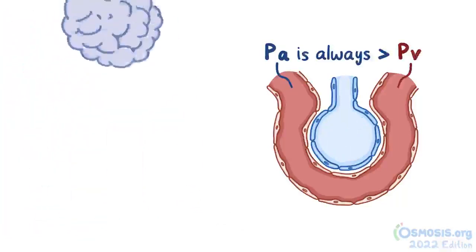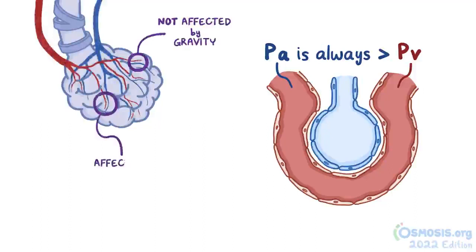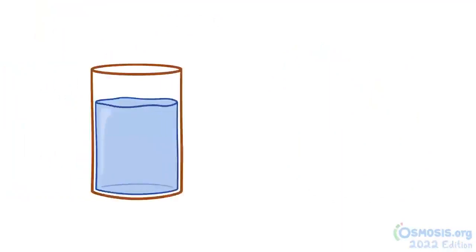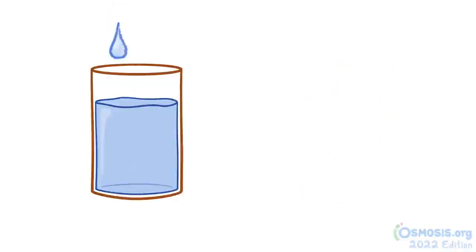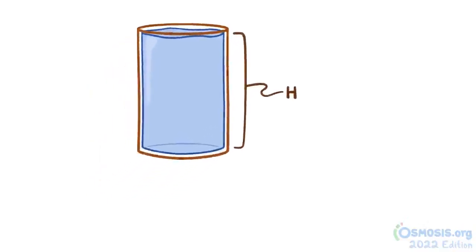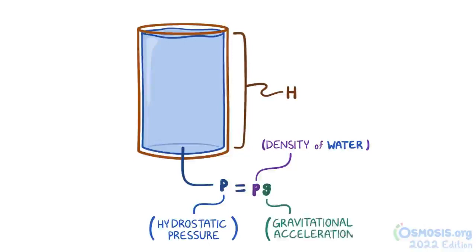Consider the fact that some blood vessels are more vertical while others are more horizontal. The horizontal ones are unaffected by gravity, but the more vertical ones are affected by gravity. The analogy would be a cylinder filled with water. The cylinder represents a blood vessel and the water would be the blood. As you add more and more water, the height of the water increases. And when the column is completely filled, the pressure from the water that's exerted on the bottom of the cylinder, or hydrostatic pressure, is equal to the density of the water multiplied by gravitational acceleration, multiplied by the height of the column of water above it.